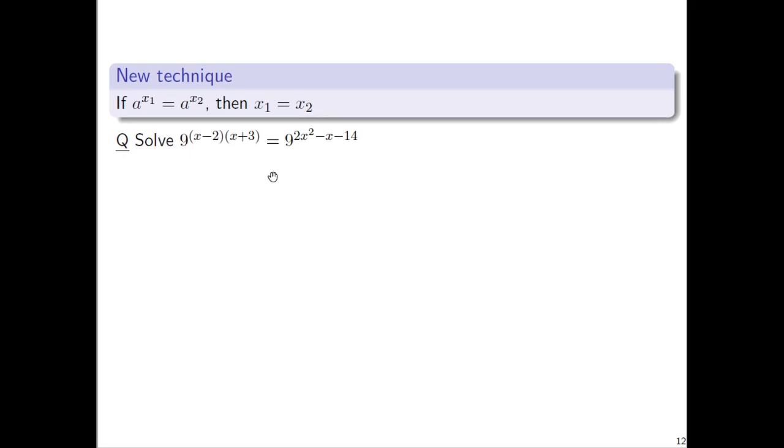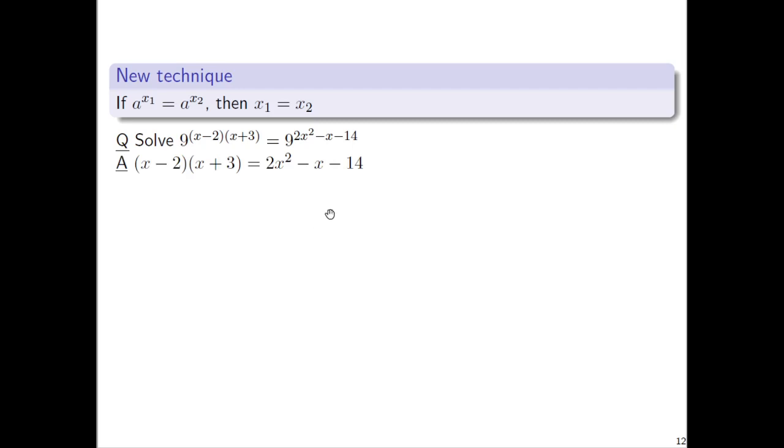Let's try applying the new technique again. Okay, so again, if the bases match, we can set the exponents equal. Take a look at this equation. We have a base of 9 on one side, we have a base of 9 on the other side. Now, without drawing any slashes through the 9's, we'll set the exponents equal.